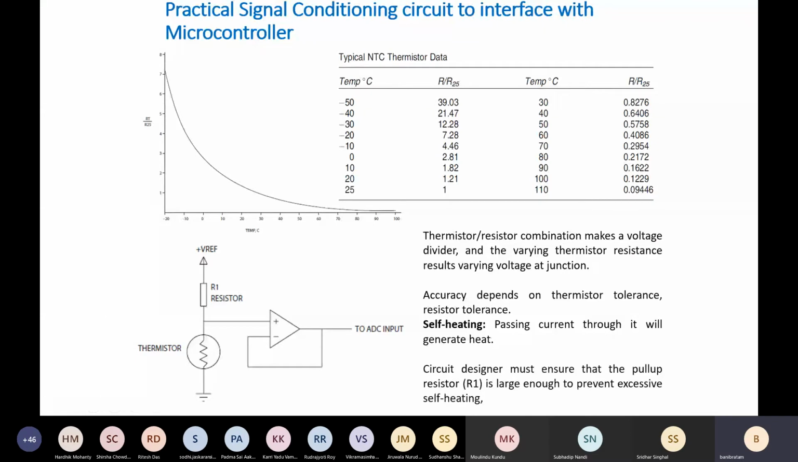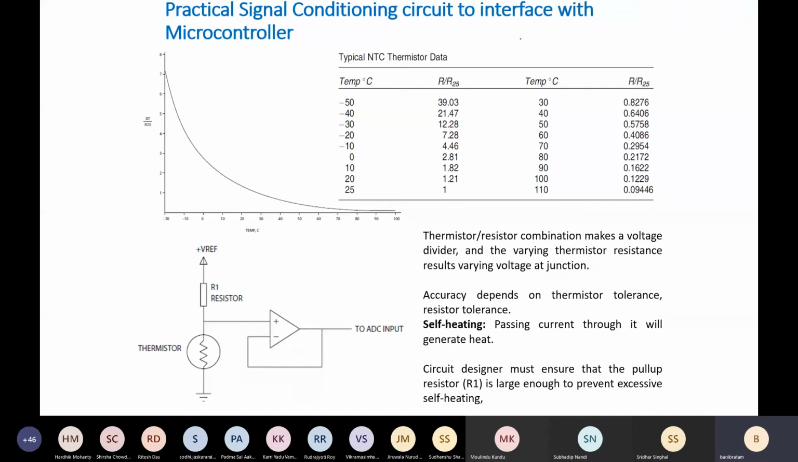So we have understood about the amplifiers, filters, ADCs, etc. Right? Now let us look at a practical signal conditioning circuit to interface with the microcontroller. Okay. So earlier, we have discussed this thermistor temperature sensor. You remember, right? So what is our problem, or what is the question now?